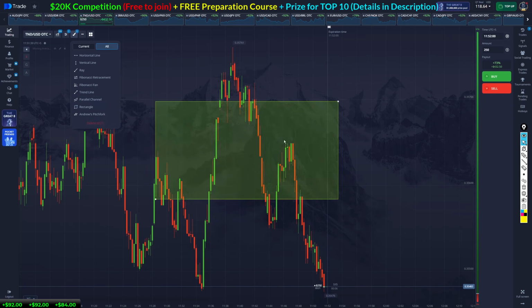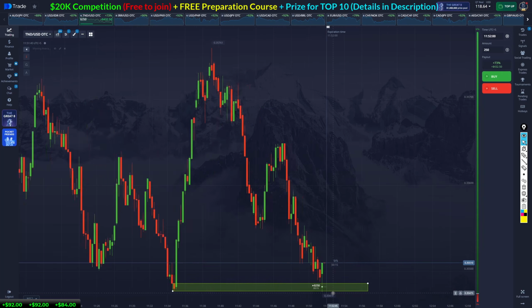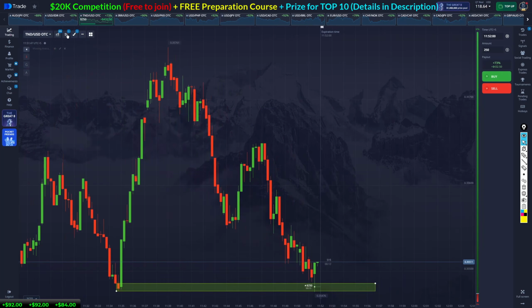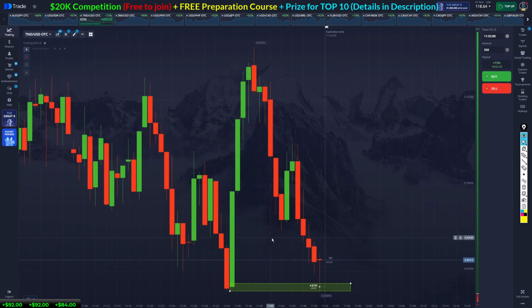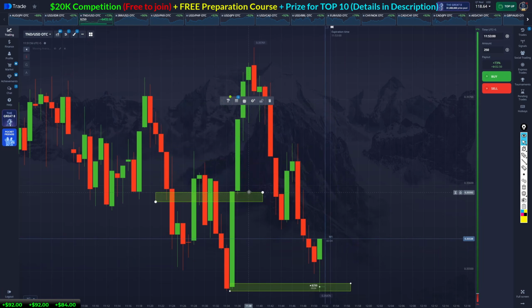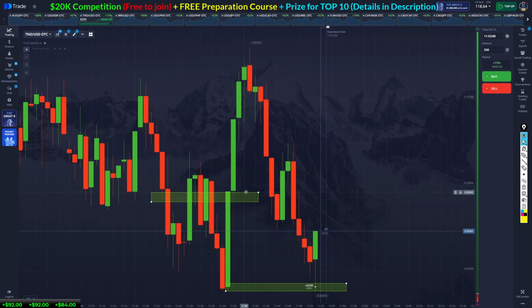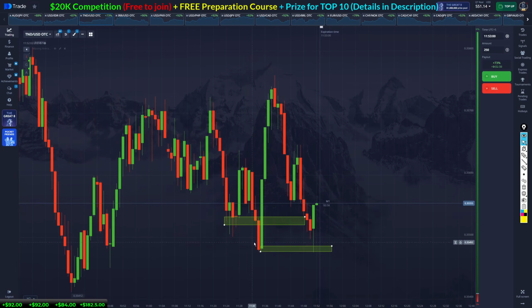This is the QM that I marked at the beginning of the video, and this is the entry for that. Our entry on this trade is very good. I will mark QM and everything for you as well. Let me just mark the QM zone first. This is the QM zone, okay?